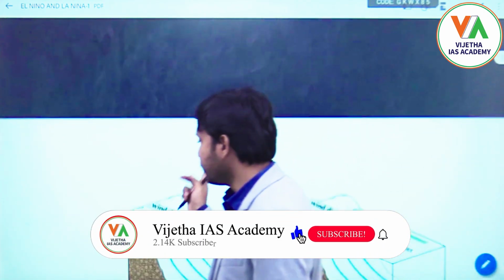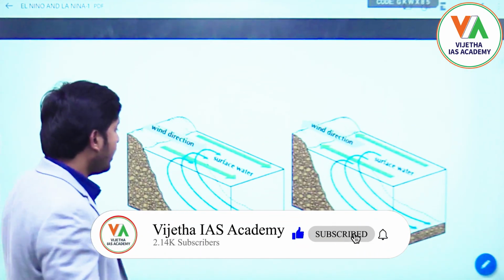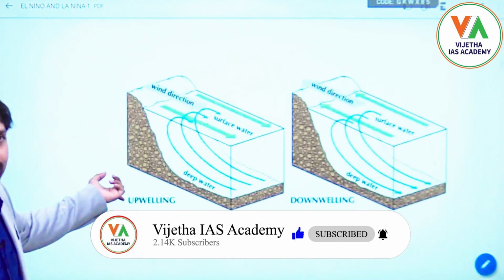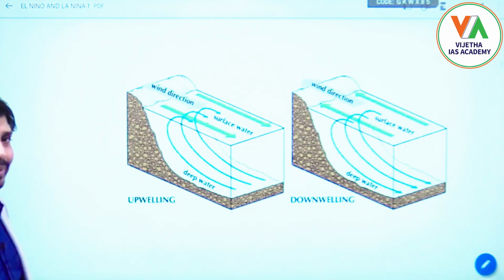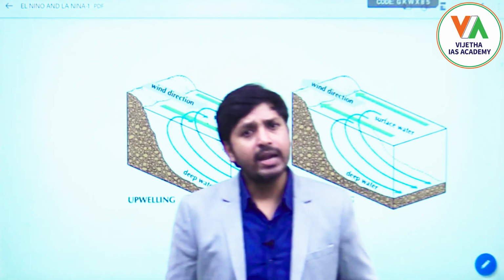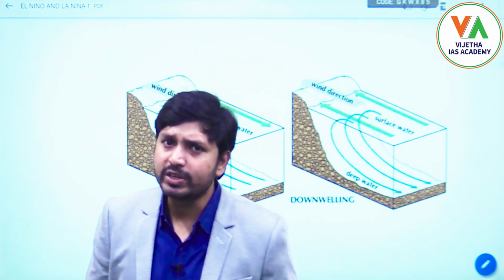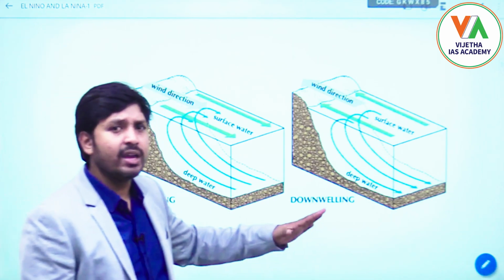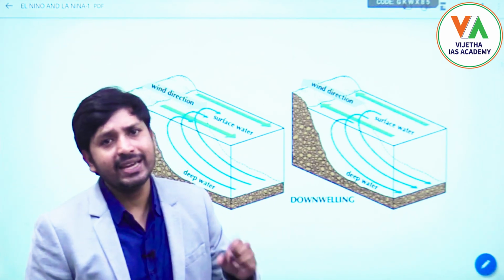First, we will see one subtopic called upwelling and downwelling. In a crude way, upwelling is something coming upwards and downwelling is something going downwards, but from a geography perspective we will see what upwelling and downwelling are in detail.